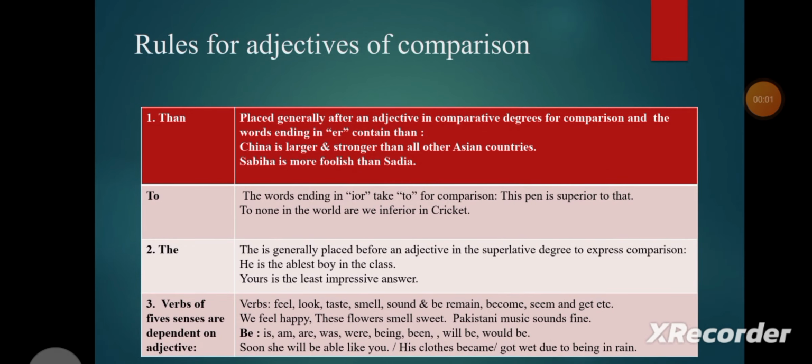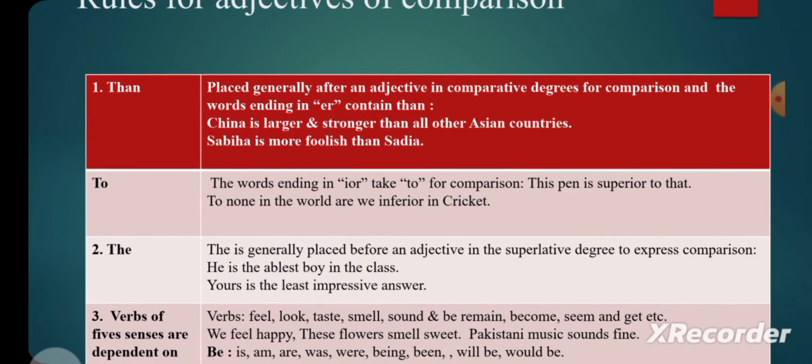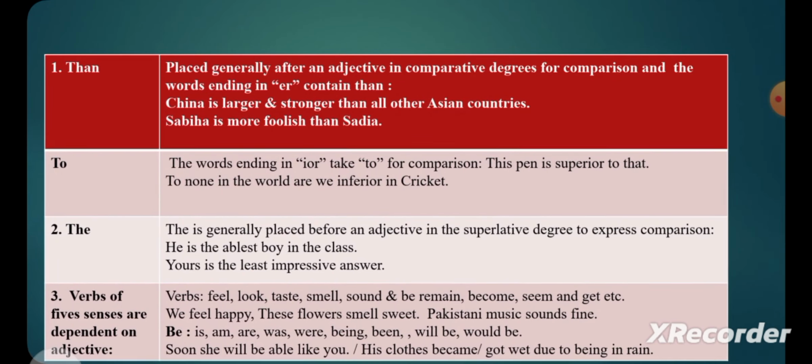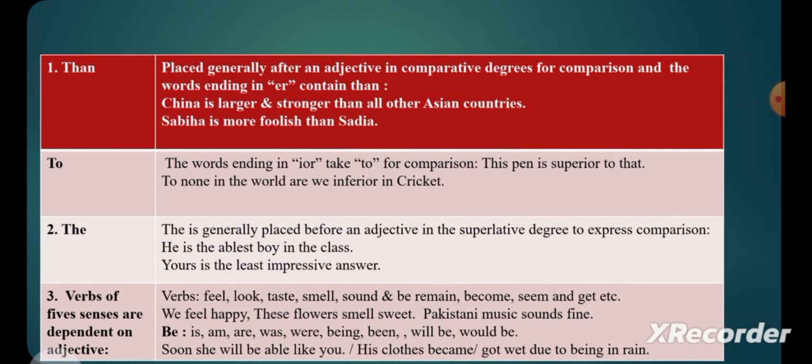Okay, now we will talk about the rules for adjectives of comparison. As you know, grammar is all the time providing some hard and fast rules for the use of certain words. The first word is "than", and it is generally placed after an adjective in comparison, and the words ending in -er will contain "than". For example, China is larger and stronger than all other Asian countries. Sabiha is more foolish than Sadia.